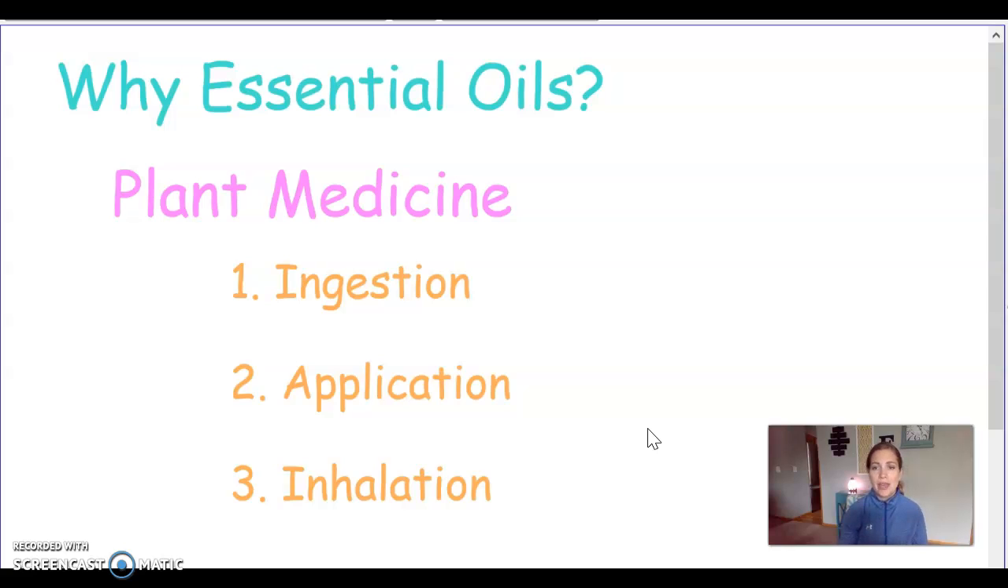If you see in the background there, I've got my diffuser lit up, and it is diffusing the essential oils into the air so that we then breathe them into our body and get the health benefits from this plant medicine.